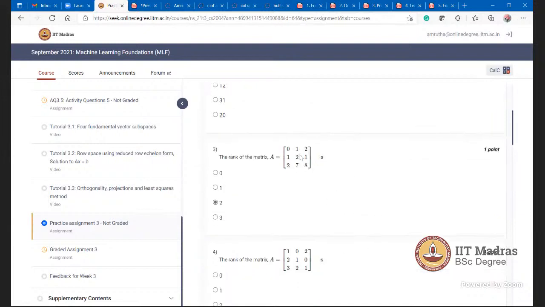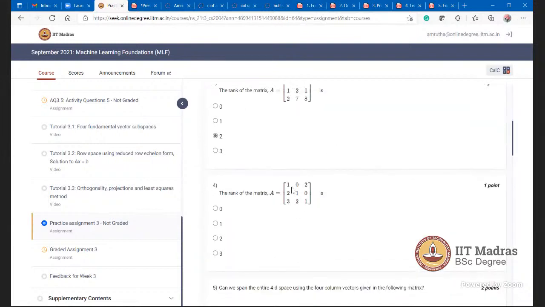Based on that same row reduction, if you reduce this matrix, you will never get a 0 vector. So the rank is 3 here.